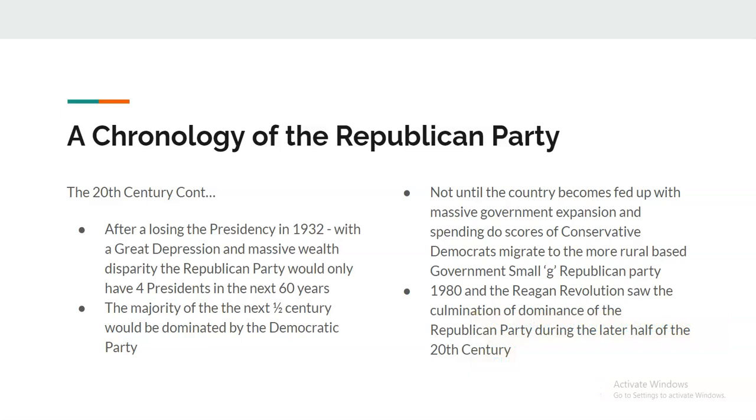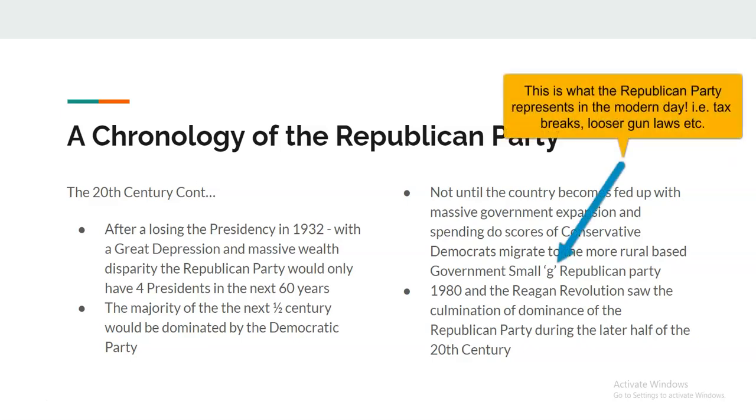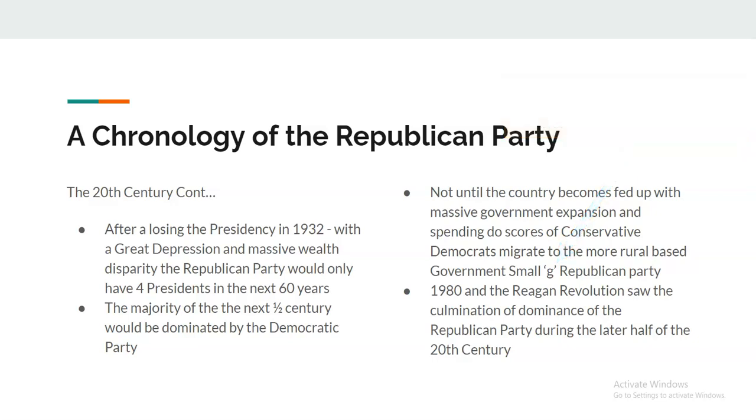After losing the presidency in 1932, with the Great Depression and massive wealth disparity, the Republican Party would only have four presidents in the next 60 years. The majority of the next half century would be dominated by the Democratic Party. Not until the country becomes fed up with massive government expansion and spending do scores of conservative Democrats migrate to a more rule-based government with a small g Republican Party. 1980 and the Reagan Revolution saw the culmination of the dominance of the Republican Party during the later half of the 20th century.